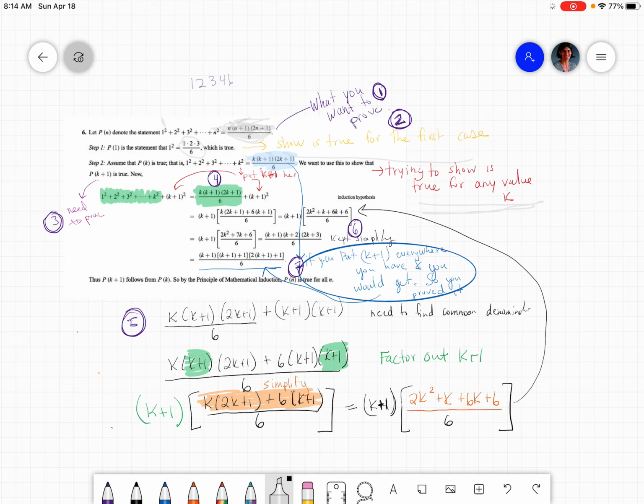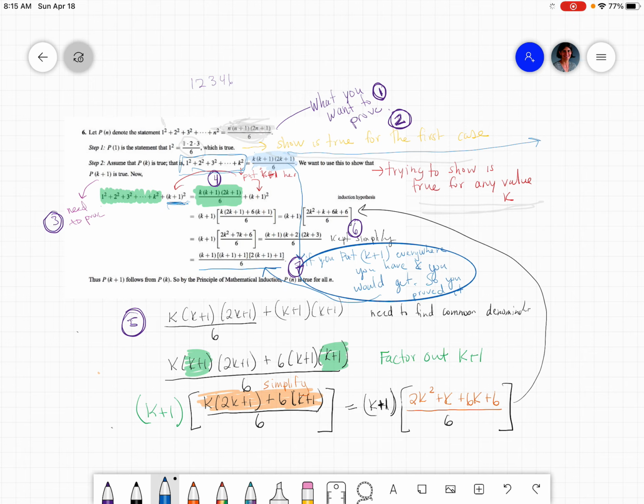Now we need to show that if we were to take this expression here and put a k plus 1 everywhere for k, that it's going to equal, when we take this side and put in a k plus 1, this side if we were to put a k plus 1 everywhere. So let's see what happens here.